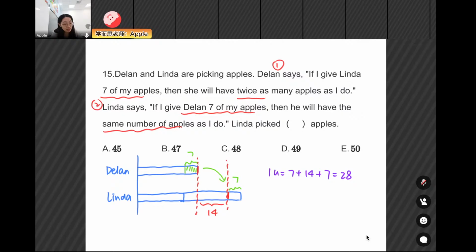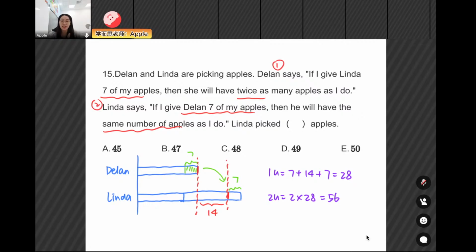But the question is not asking you what is the value of 1 unit. The question is asking you, Linda picked how many apples? So what should we do? Yes, for 2 units, that is 2 times 28, which is 56. But that is after Linda received 7, right? So actually, again, everyone, for the last part, you need to pay attention.